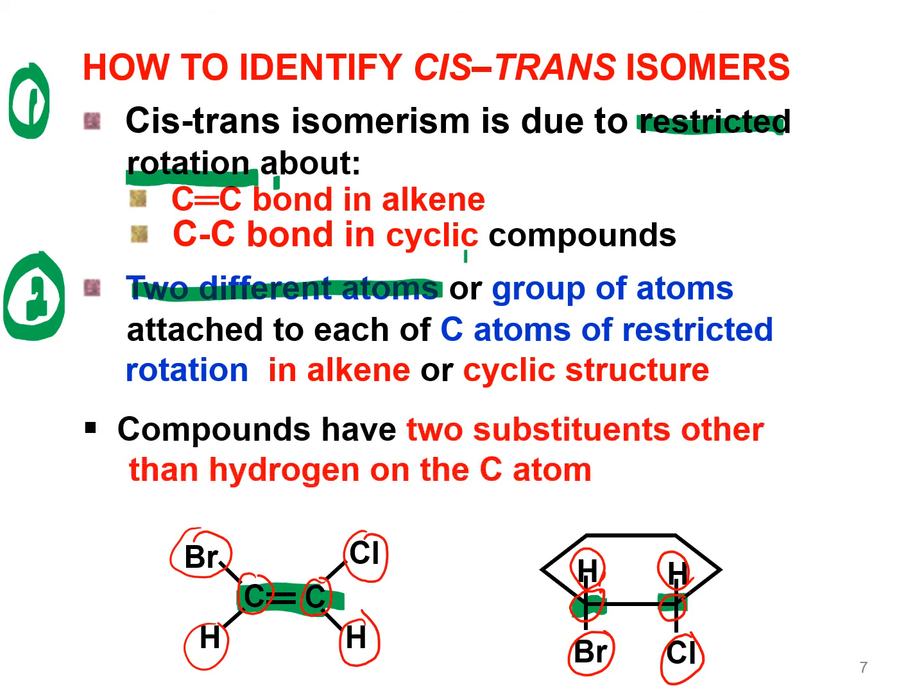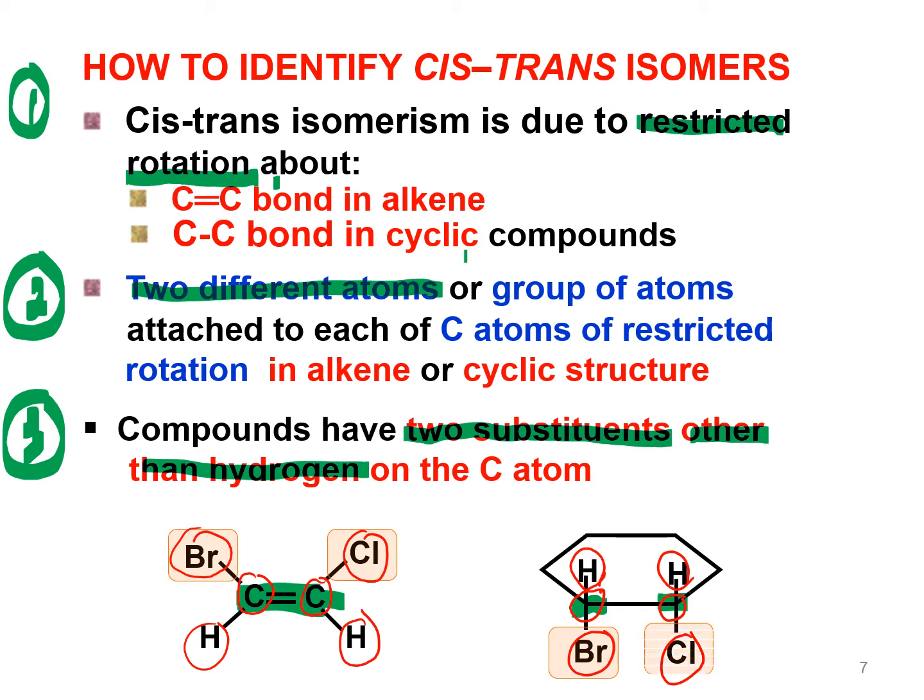Next, syarat ketiga, compound itu mesti ada two substituents other than hydrogen, selain dari hydrogen. Contohnya untuk alkene, these two, bromine and chlorine, are the two substituents other than hydrogen. And for cyclic structure, also we have bromine and chlorine, two substituents.